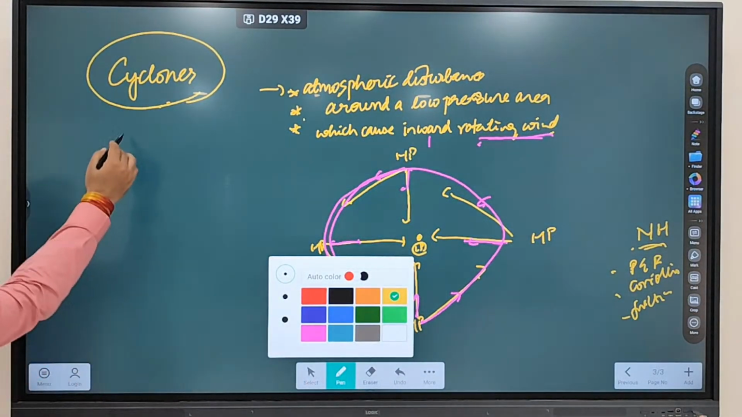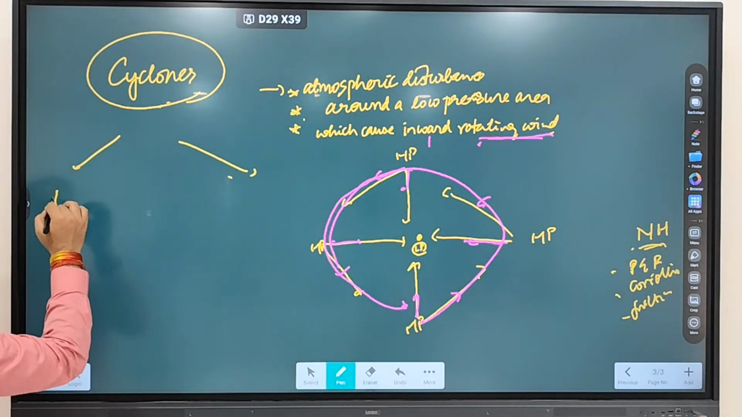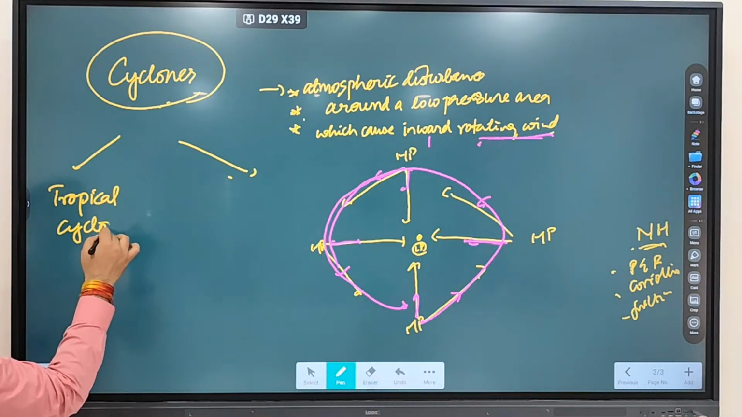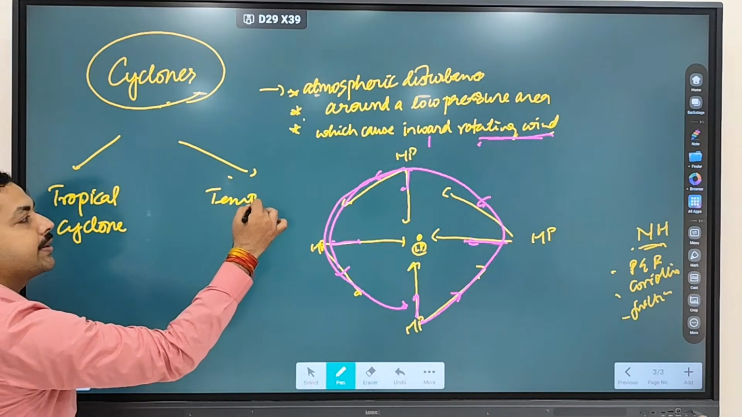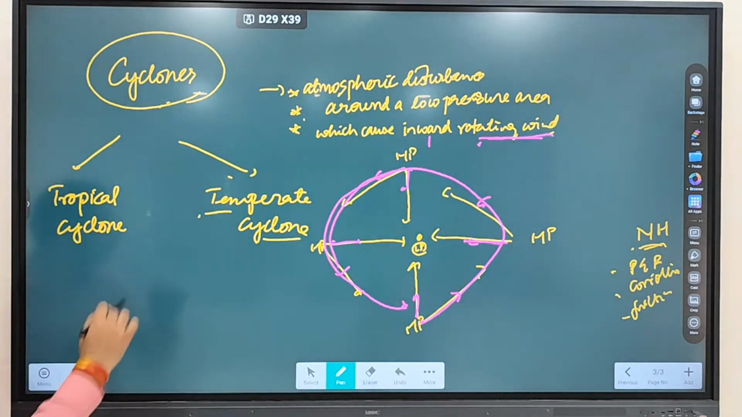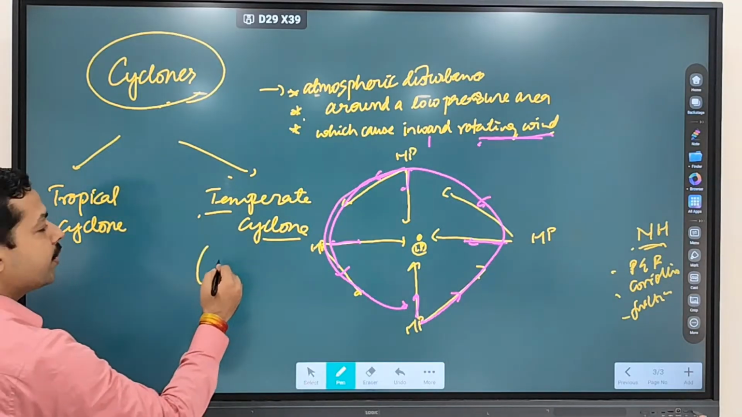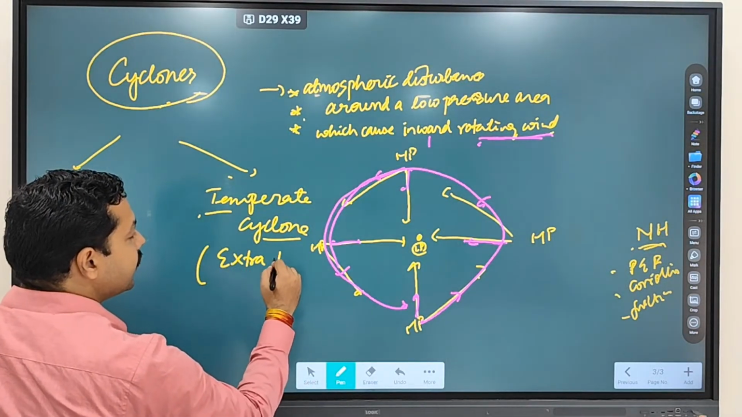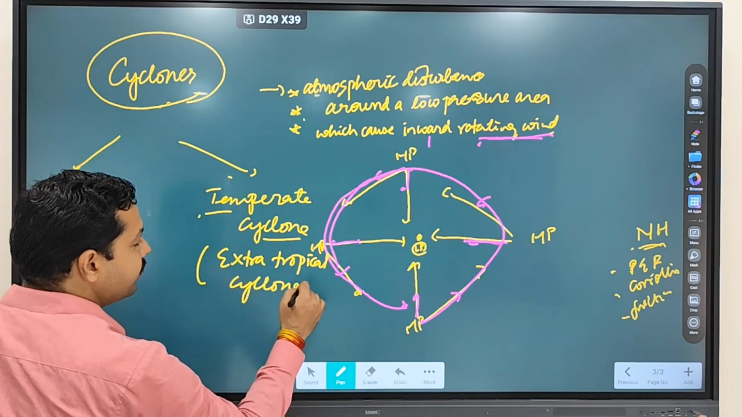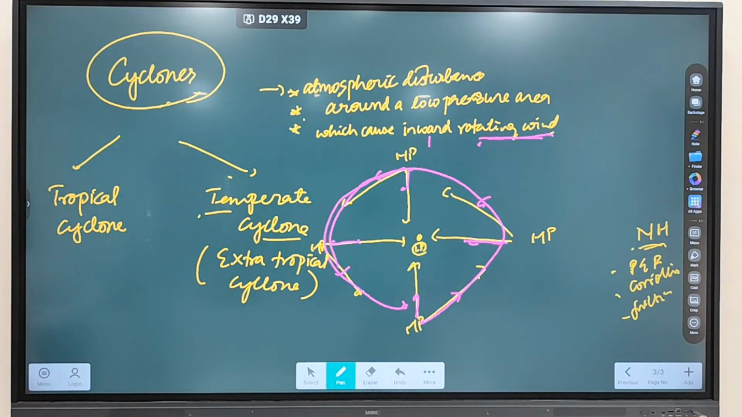Now, there are two different types of cyclones we have written. One is called a tropical cyclone. Another is called what? Temperate cyclone. Remember cyclonic rainfall. Cyclonic rainfall is occurring due to what? Tropical cyclone and temperate cyclone. Temperate cyclones are also referred to as which type of cyclone? Extratropical cyclone. So these atmospheric disturbances are of two types: tropical cyclone and temperate cyclone.